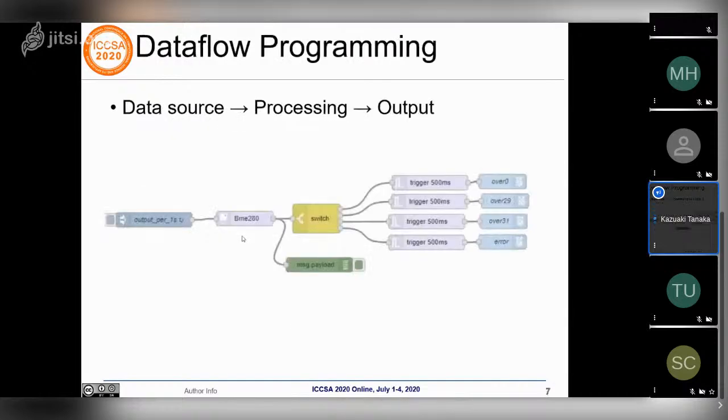Back to data flow programming. In data flow programming, data is passed from node to node. The first node is the data source, usually a sensor, and it passes data to the next node. The next node is usually data processing, and then the data is transmitted to the network or output to some destination. That is the usual case of data flow programming. This is an example of the Node-RED environment. Each node is connected by a wire. A wire passes data from source to destination.